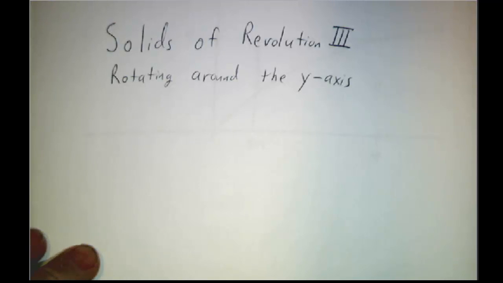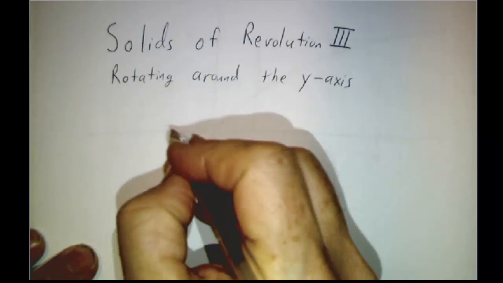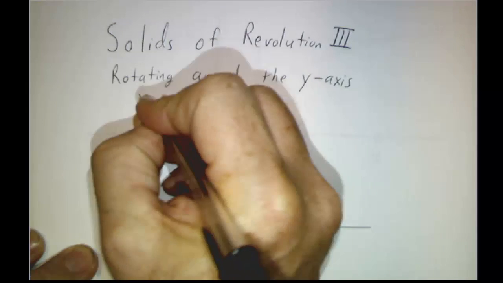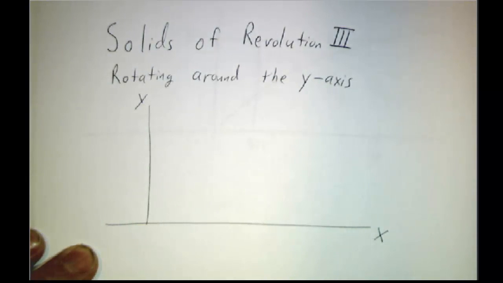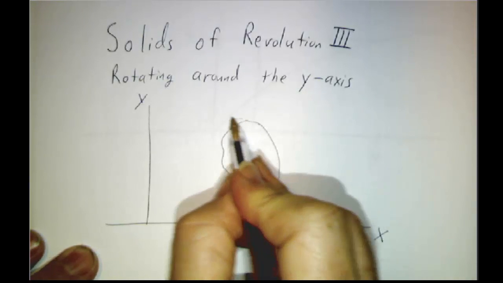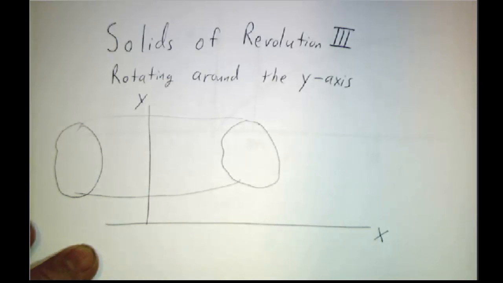In the last video, we talked about how to get the volumes of regions that are rotated about the x-axis. In this video, we'll talk about what has to happen when you rotate around the y-axis. So here's the y-axis, here's the x-axis. And let's suppose we've got some region here. We spin it around the y-axis. How can we find out the volume of that?